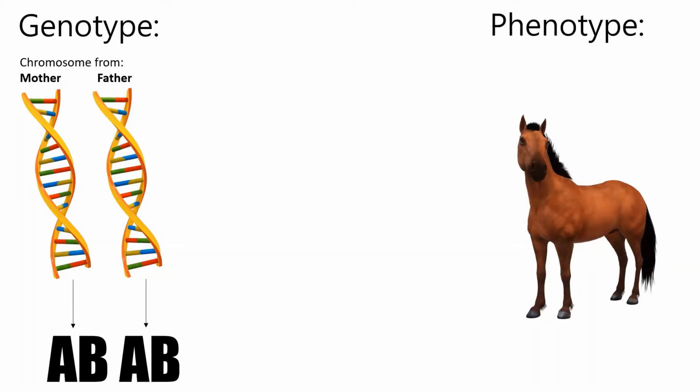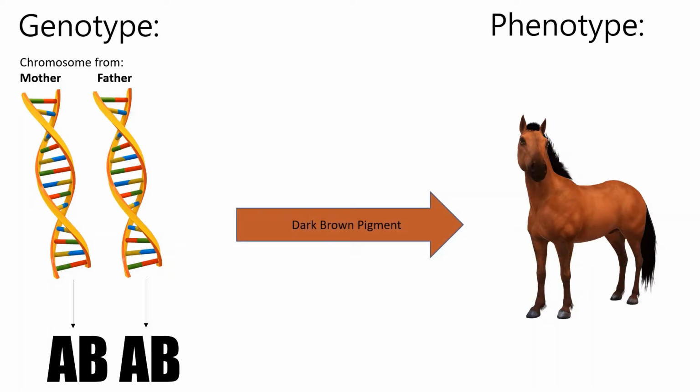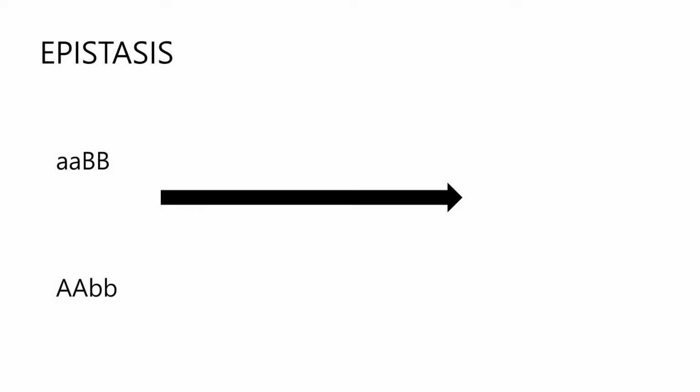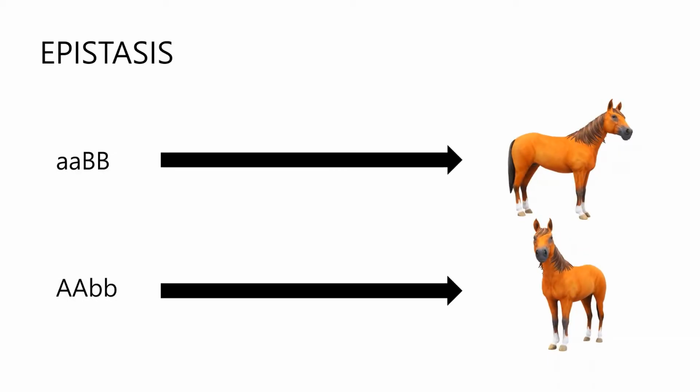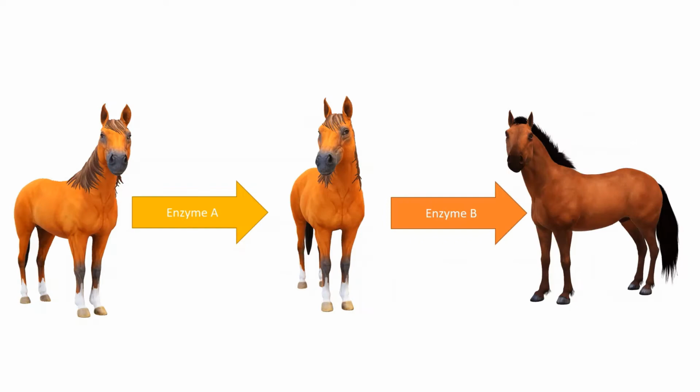For example, this horse's genotype contains two dominant A alleles and two dominant B alleles. Together they encode for dark brown pigment, which manifests in the phenotype as a dark brown horse. Epistasis occurs when two organisms have different genotypes but the same phenotype. These two horses have different genotypes for coat color, yet both are chestnut. Something must be occurring at the protein level below what we can see to cause this discrepancy.